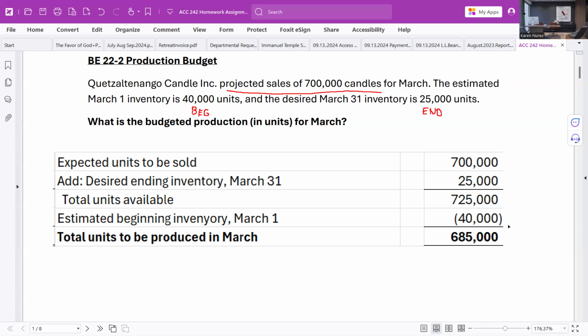Why? Well, because we're going to take 15,000 candles out of the beginning inventory. We're going to start with 40,000, but we're going to end with only 25,000. We're taking 15,000 candles out of that inventory. So we only need to produce enough to cover our sales minus that decrease in the inventory. And that's a production budget. Again, a function of those three things: what we expect to sell plus the ending inventory minus the beginning inventory.